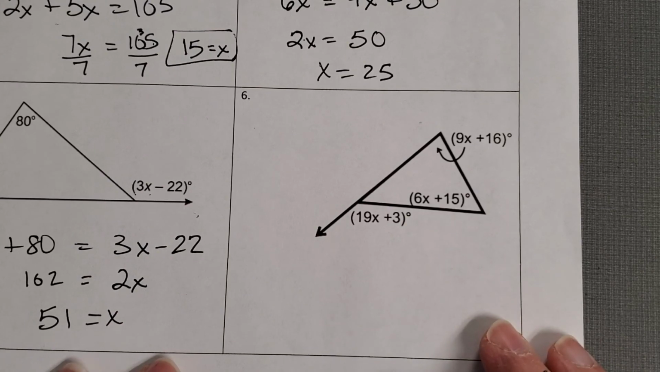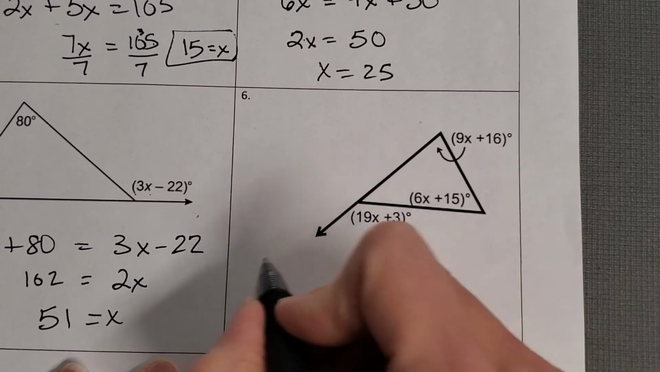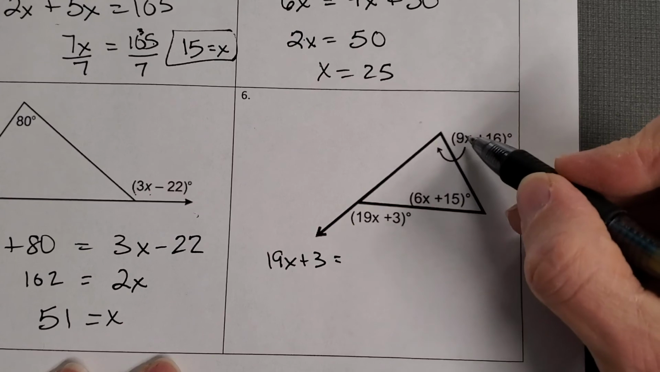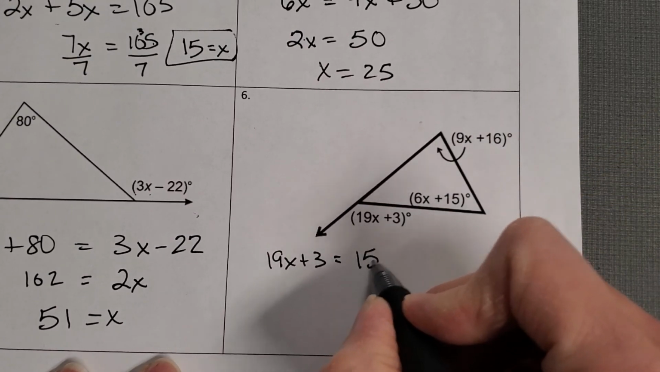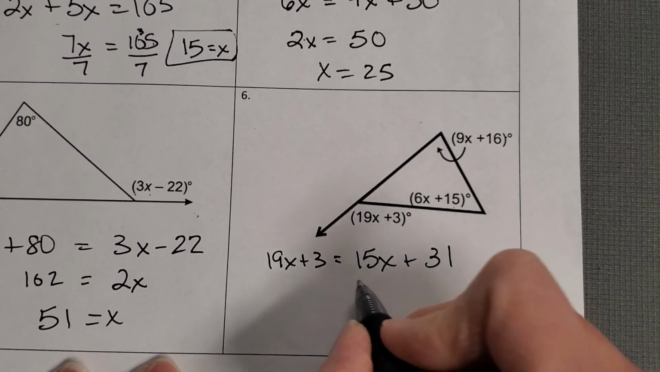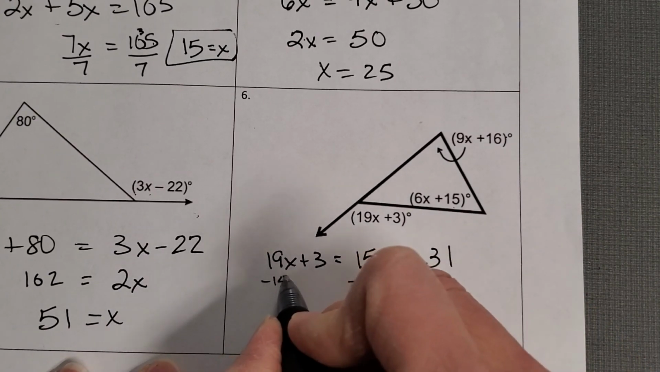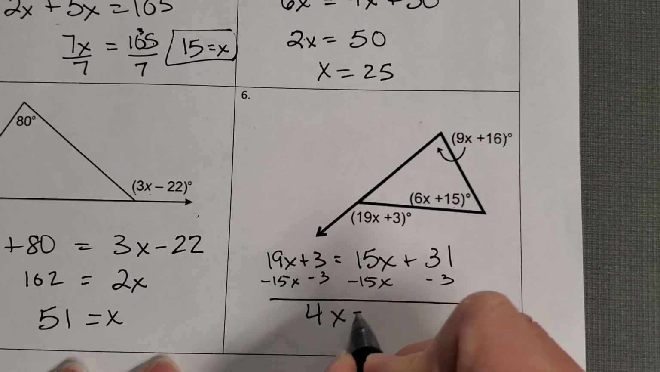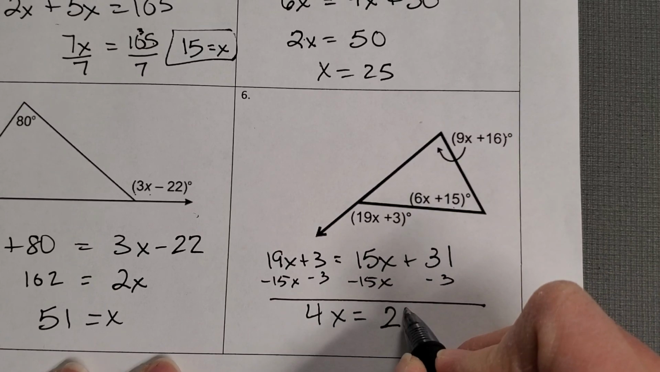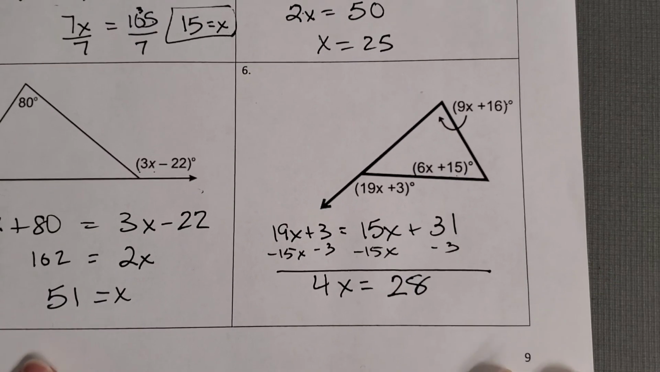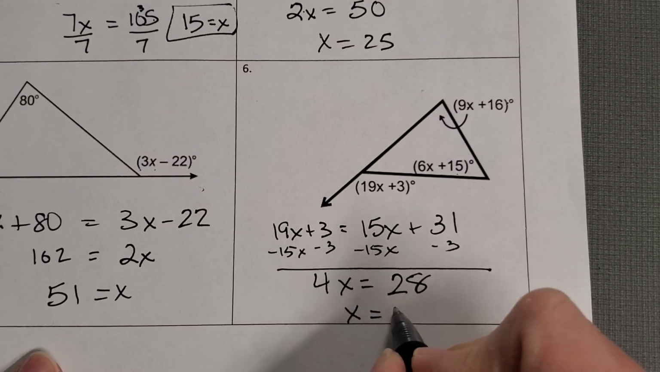All right, here we go. Now this one's all binomials, so it's a little bit more complicated, but still, this is the exterior angle. So we write that down, and then I'm going to add these as I go. So 9x plus 6x is 15x. 16 plus 15 is 31. So I'm going to subtract 15x from both sides, subtract 3 from both sides. I'm going to get 4x equals 28. Took me a minute. And then I'm going to divide by 4, and finally I get x equals 7.